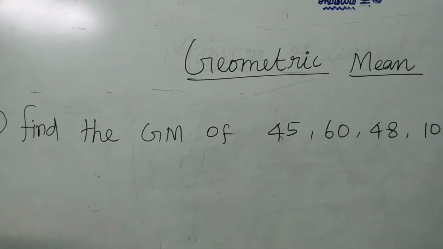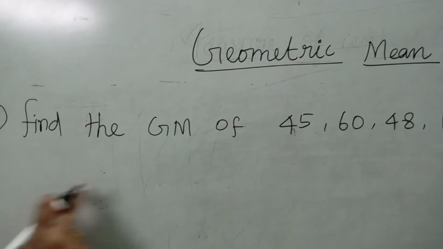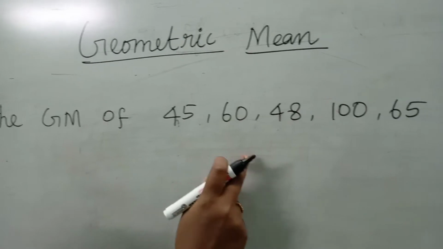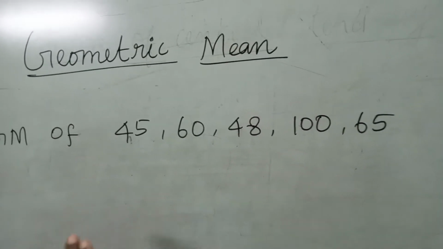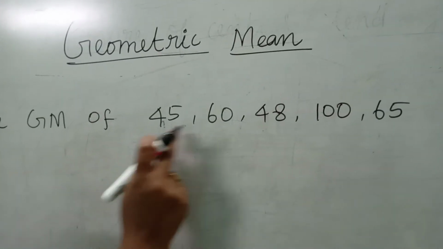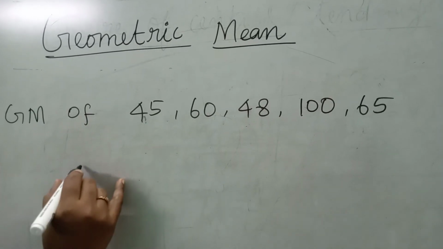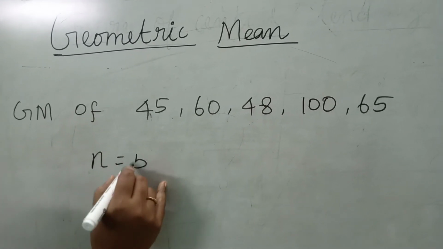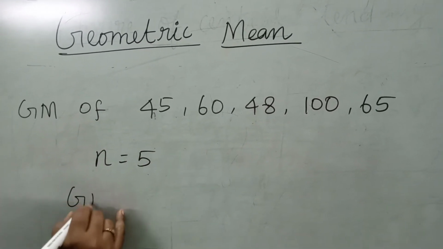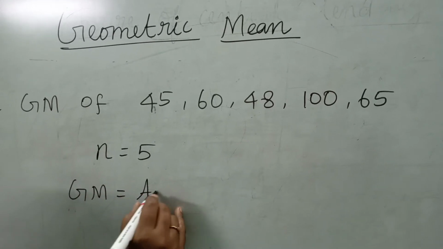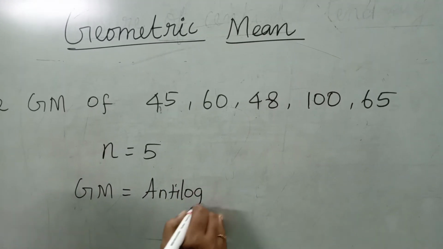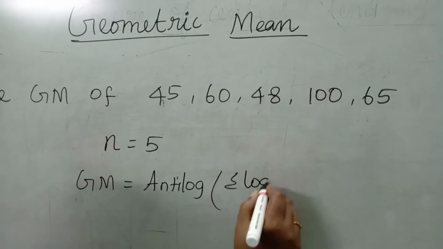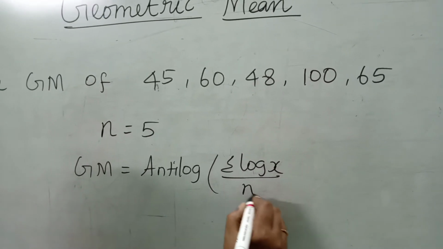This sum is an example of individual series. Find the GM of 45, 60, 48, 100 and 65. Here the number of data is 5, therefore n is equal to 5. We know the formula for individual series is antilog of sigma log x divided by n.